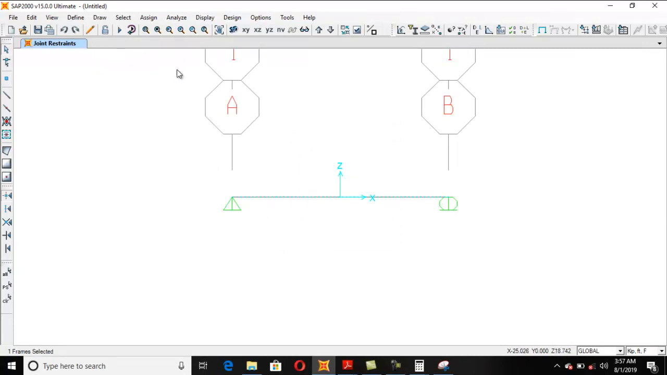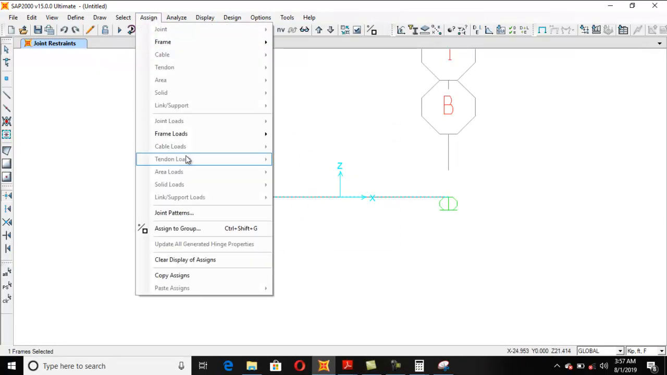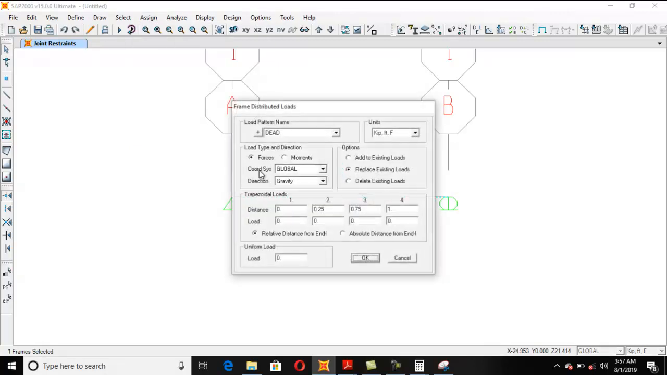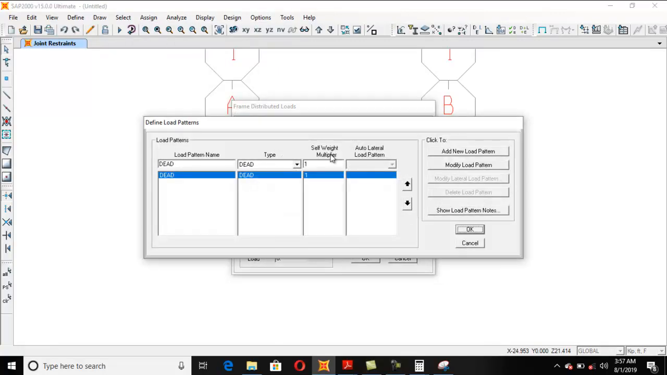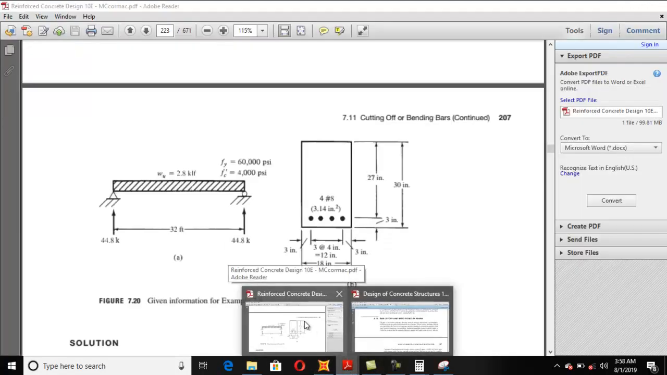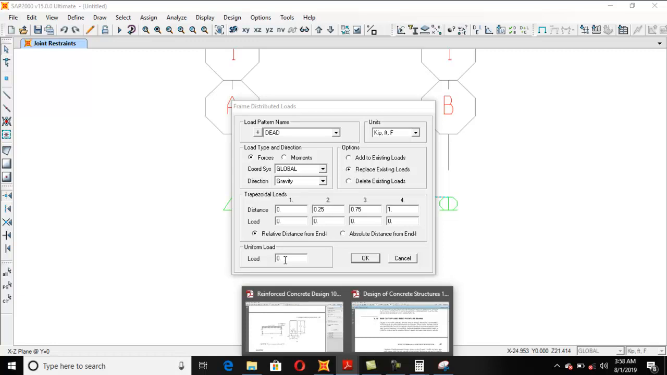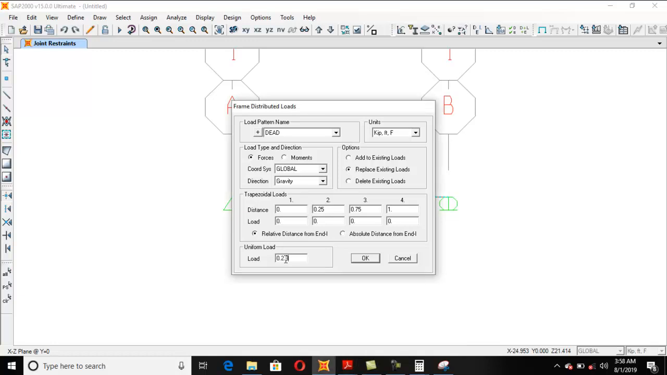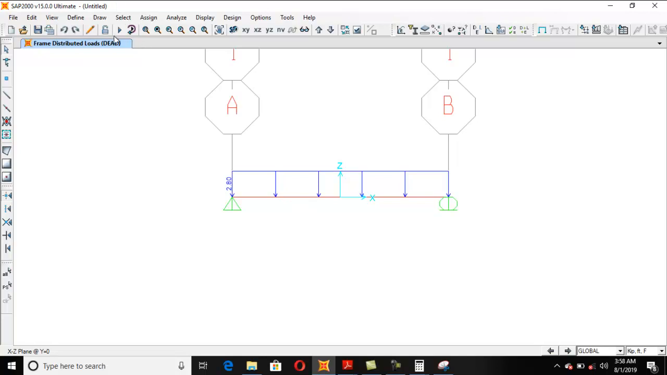Now we are assigning the load, distributed. We just make the self weight 0, so we don't consider the self weight of the beam. And we are just putting in the value 2.8 kip per foot. 2.8 kip per foot. Now analyzing.